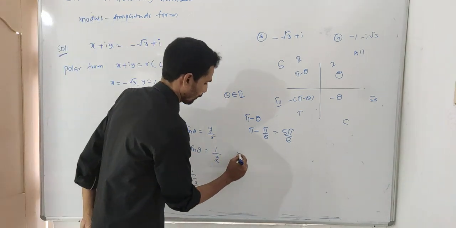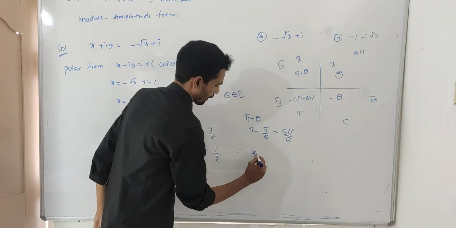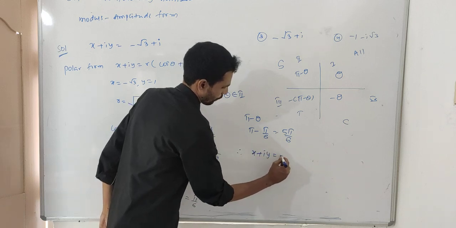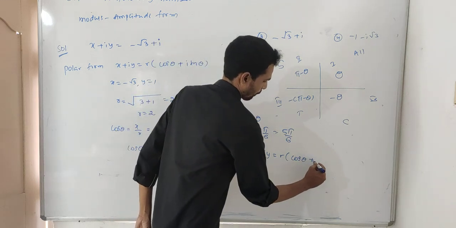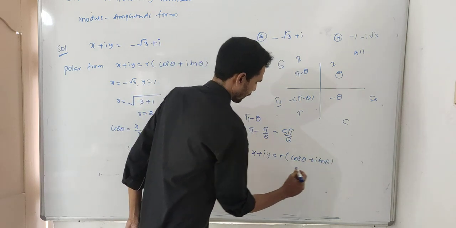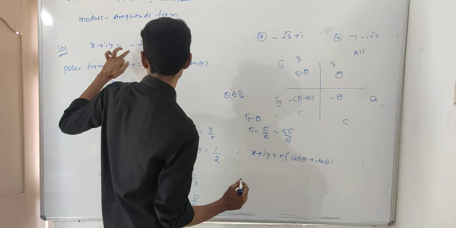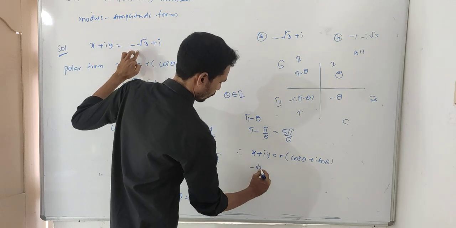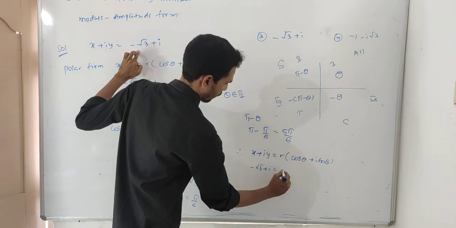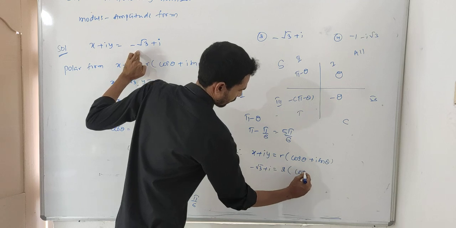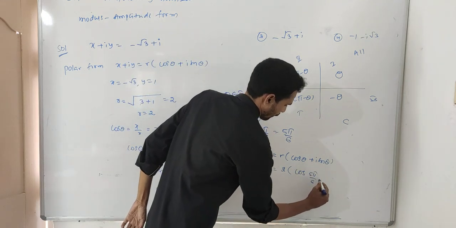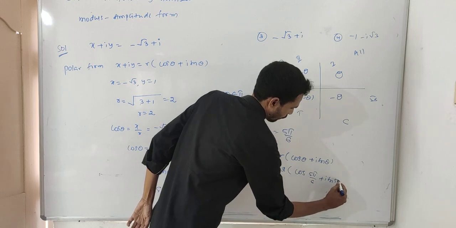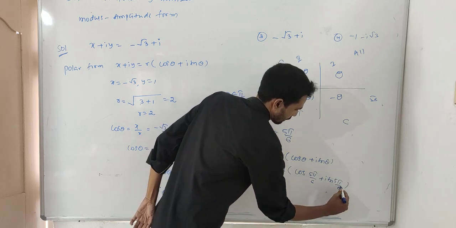So what is the polar form? Polar form formula is x plus iy is equal to r of cos theta plus i into sin theta. What is x plus iy? X plus iy means minus root 3 plus i. R value is 2. What is the cos theta? Theta is equal to 5 pi by 6, plus i into sin of 5 pi by 6.